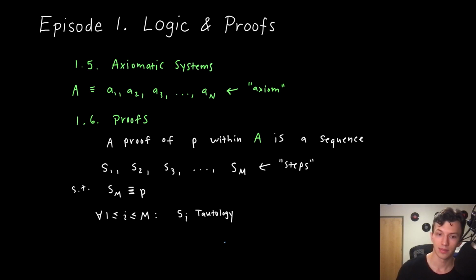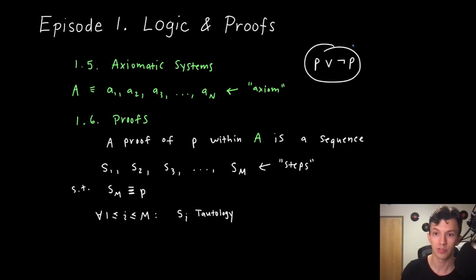Anything that says P or not P is an example of a tautology. Because if P is true, then we know this whole statement is true, because that was one of the options. If P is false, that's also an option. So this statement is always going to be true. So we could always use steps of that form.